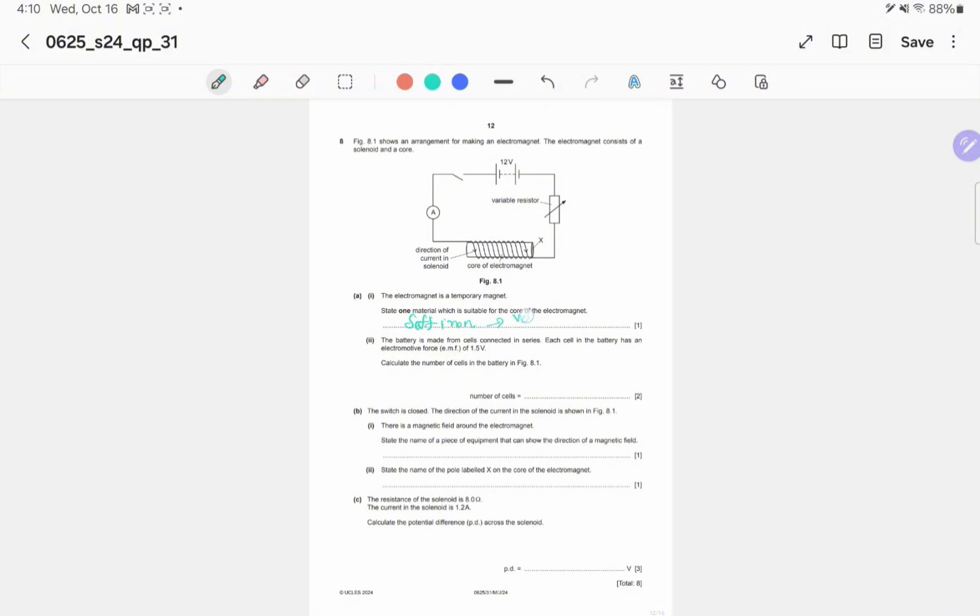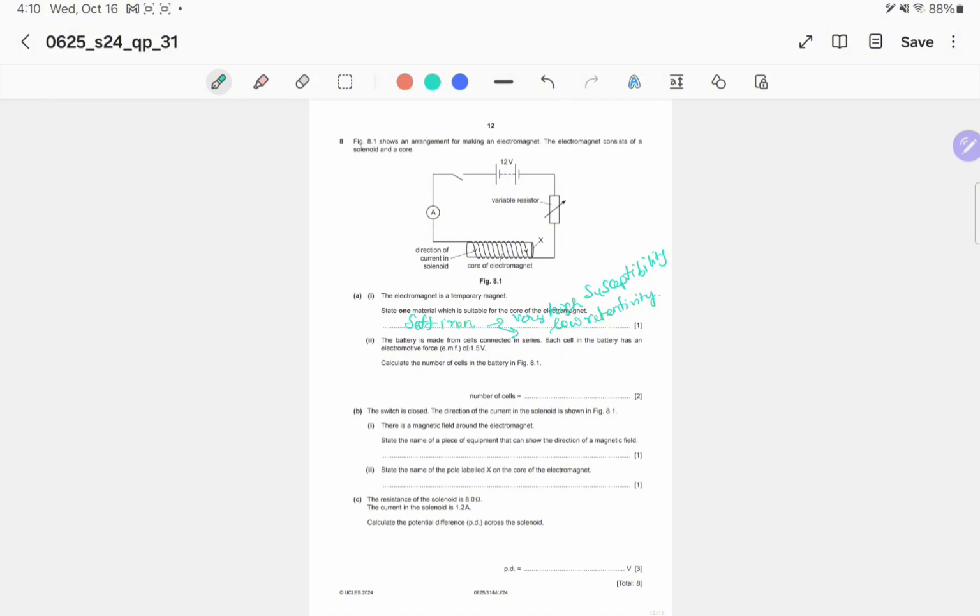It's having very high susceptibility, okay, and very low retentivity. For this reason it has been selected. Okay, we are using it as a core.